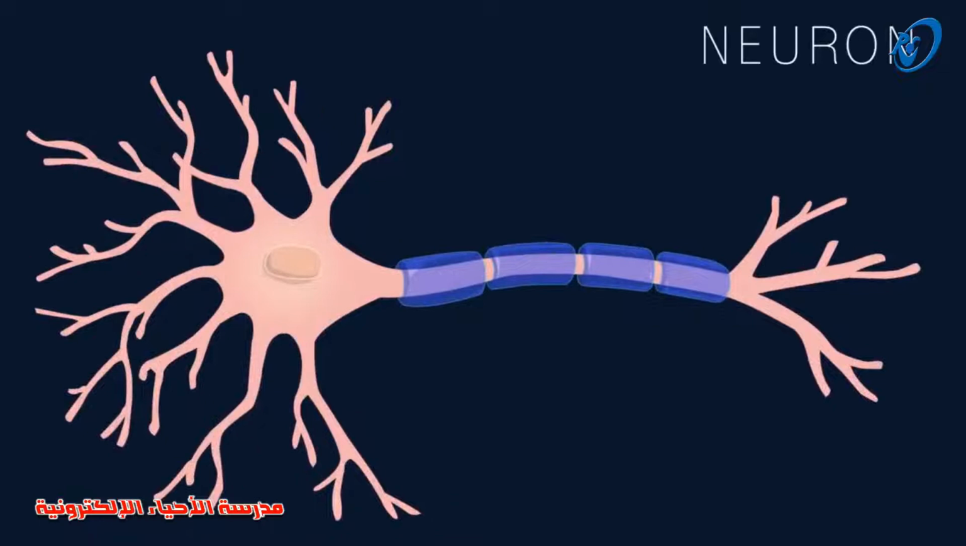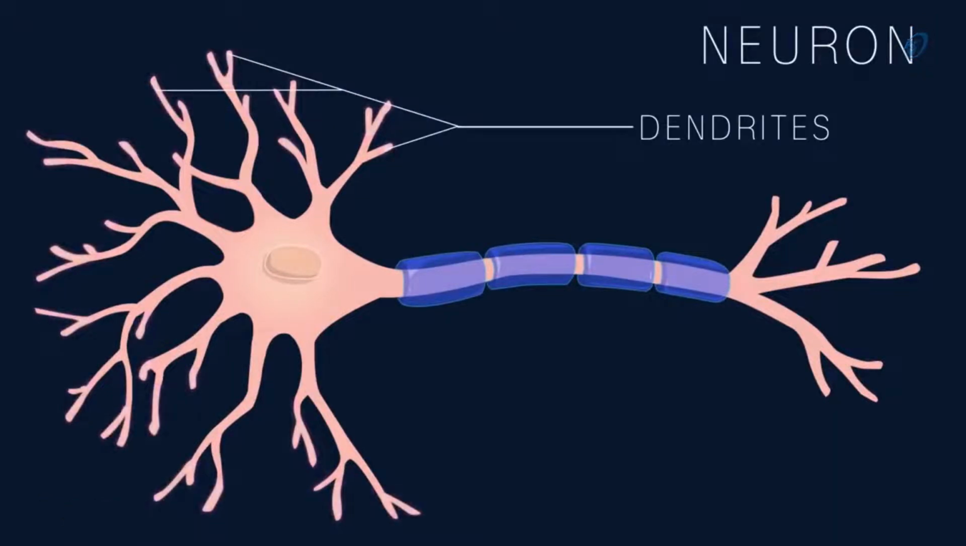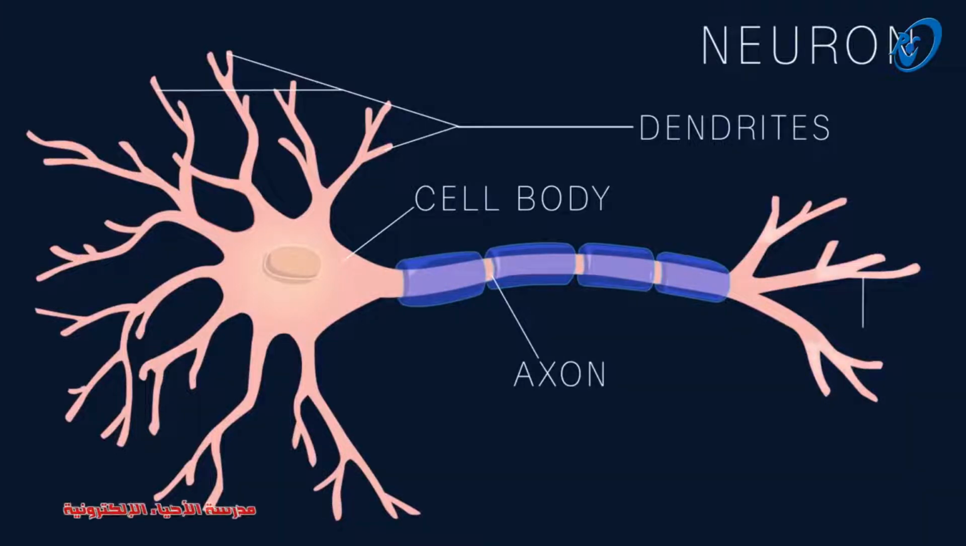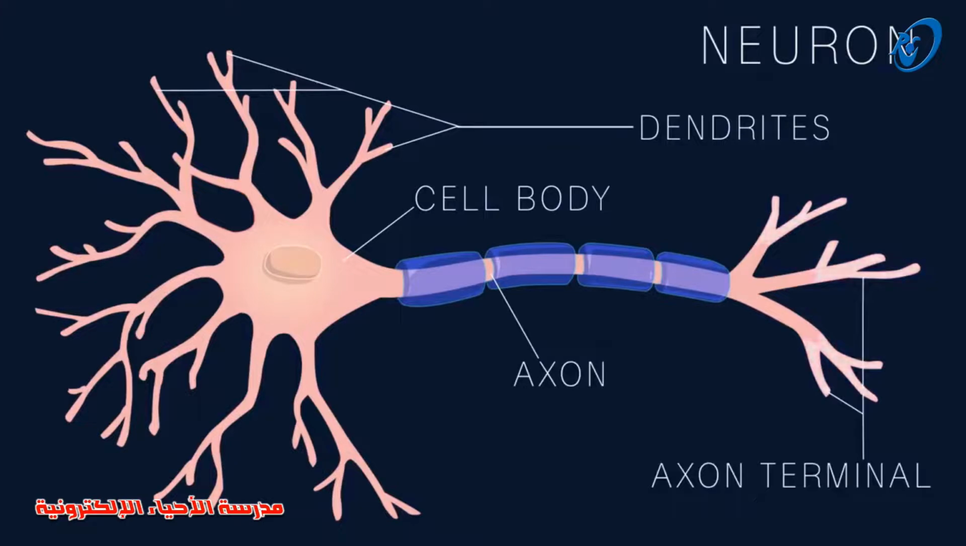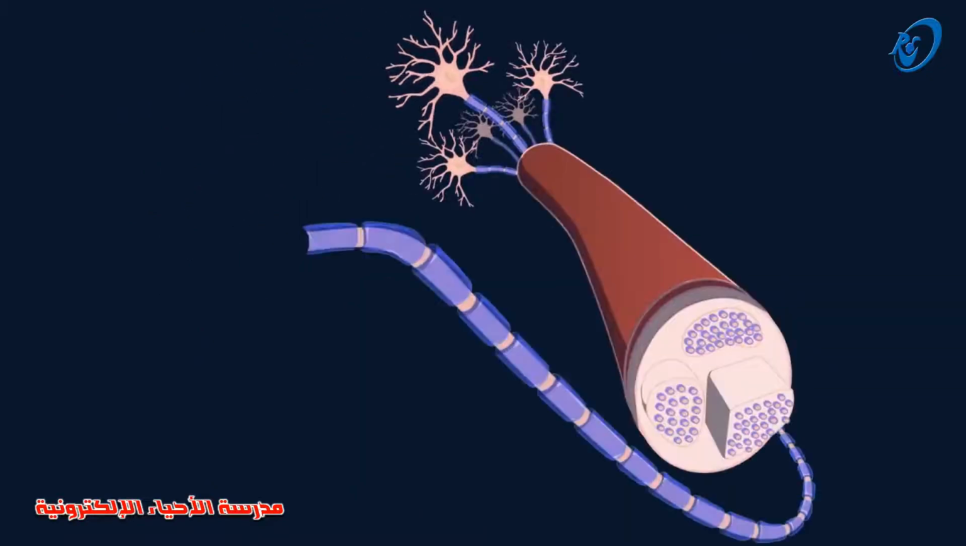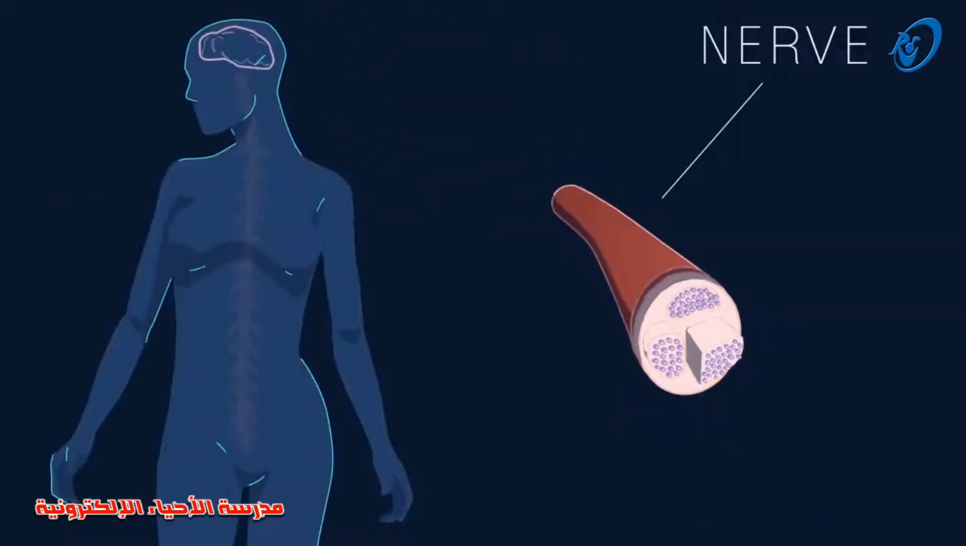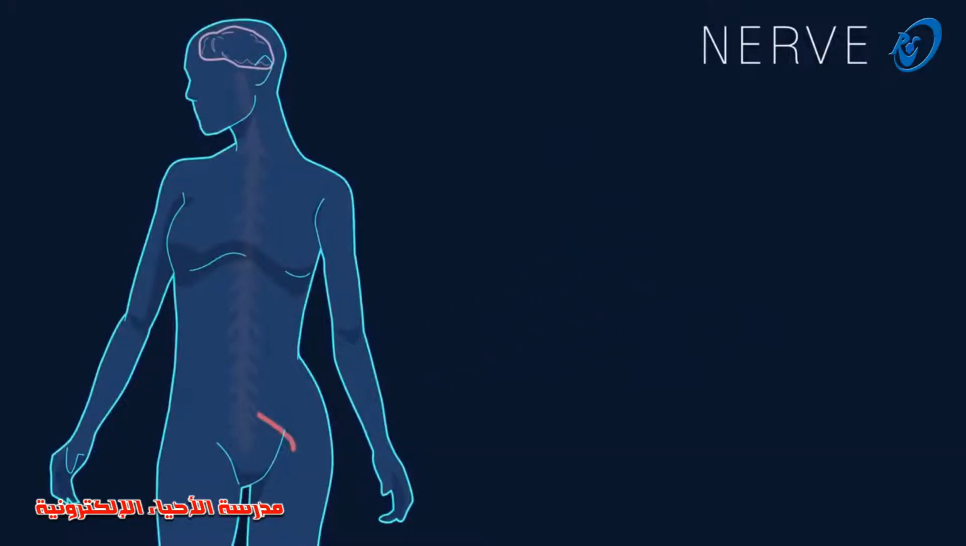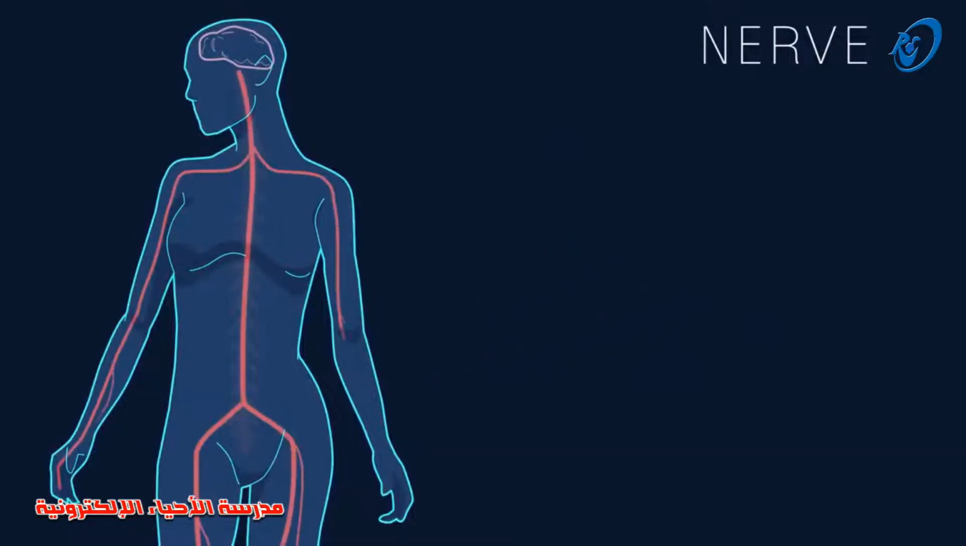This is a neuron, which has four main parts. The dendrites receive information, the cell body processes and integrates that information, the axon carries the information along long distances from one part of the neuron to another, and the axon terminal transmits the information to the next cell in the chain. A bundle of axons traveling together is called a nerve.